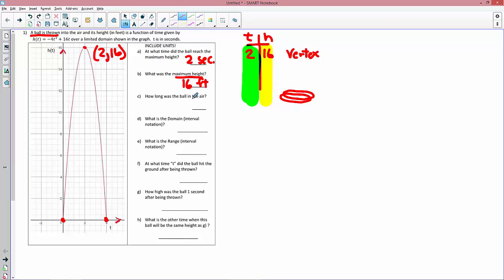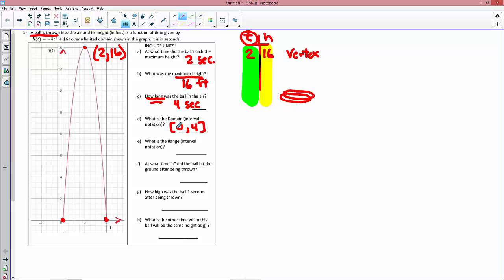Okay, how long is the ball in the air? Well, how long means time. Time means t, right? And if we were to look at all the points on this graph, all of the t values go from 0 to 4. That's when the ball hit the ground again. So we're going to say 4 seconds, which also is the domain, right? The domain is between 0 and 4, which is what's next. What's the domain? Well, it goes as low as 0 and it goes as high as 4, right? There are no other x values.